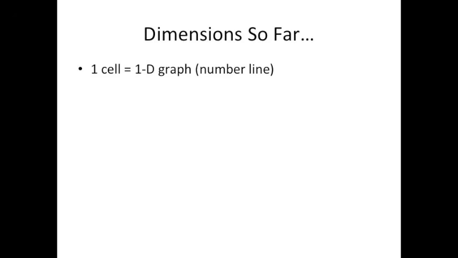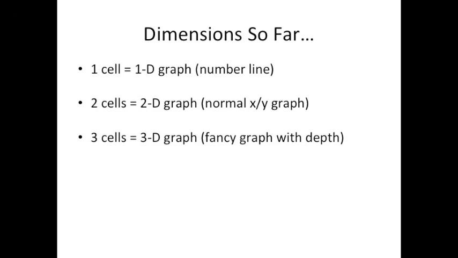So this is what we know about dimensions so far. If we have 1 cell's worth of data, we only need to have a 1-dimensional graph, which is just a number line. If we have data from 2 cells, then we need a 2-dimensional graph, which is just an XY graph that we learned about in 5th grade. If we have data from 3 cells, then we need a 3-dimensional graph. That's a fancy graph with depth.